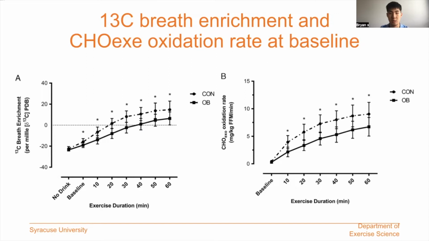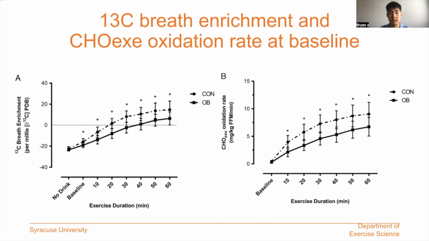For graph B, exercise duration in minutes is on the horizontal axis, and exogenous carbohydrate oxidation rate is on the vertical axis. At baseline, before the onset of exercise, the exogenous carbohydrate oxidation rate was lower in the obese group with a value of 0.295 milligrams per kilogram of fat-free mass per minute, compared with the control group, which had a value of 0.445 milligrams per kilogram of fat-free mass per minute.